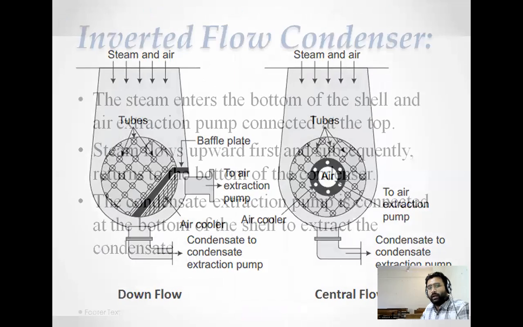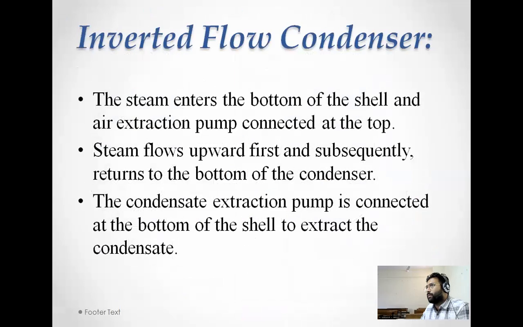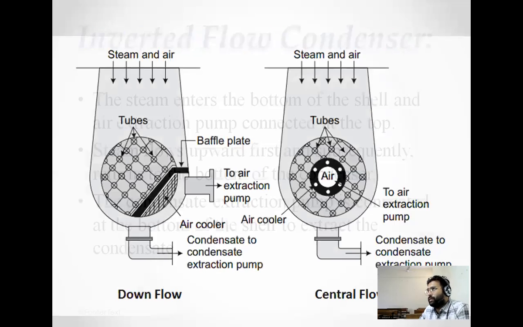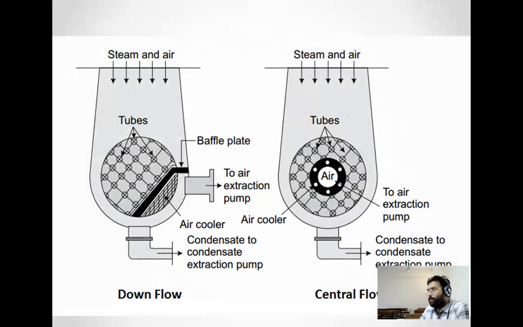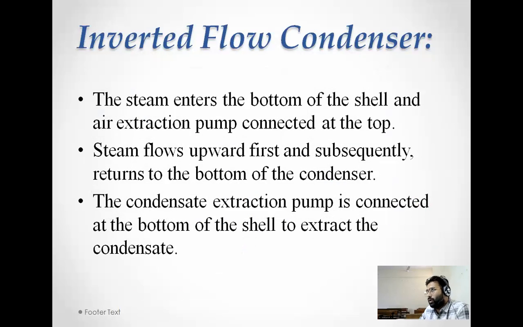Now next is inverted flow condenser, but unfortunately there is no diagram. Is there in textbook or on internet also? Inverted flow condenser, the steam enters the bottom of the shell and air extraction pump connected at the top. So in all the previous cases, the air extraction pump is at the bottom, but in inverted, the air extraction pump is at the top. Steam flows upward first, subsequently returns to the bottom of the condenser. The condensate extraction pump is connected at the bottom of the shell to extract the condensate.